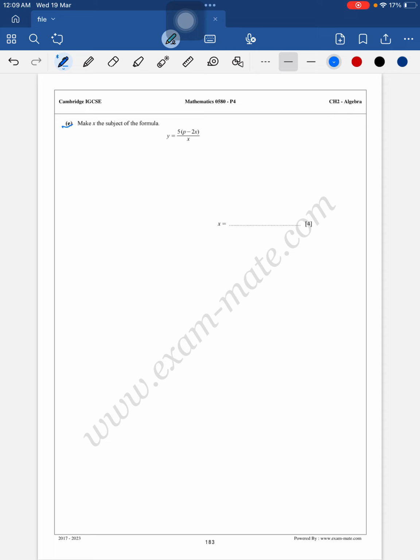Make x the subject of the formula. We have to first cross multiply, x into y, and 5 into p is 5p, minus 5 into 2x is 10x. We have to make x the subject, right? So minus 10x will be moved over there, it will be plus 10x. Okay, now x we can take as common, it will be y plus 10. So x is equal to 5p upon y plus 10.